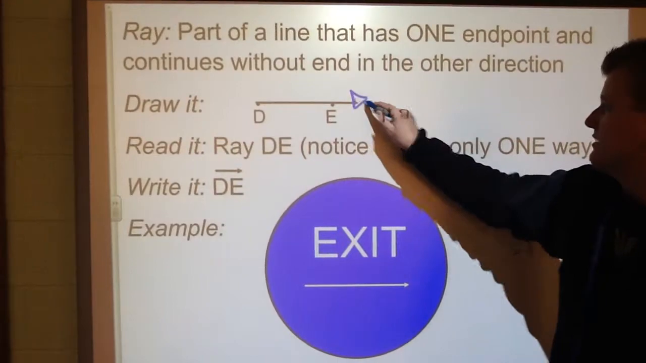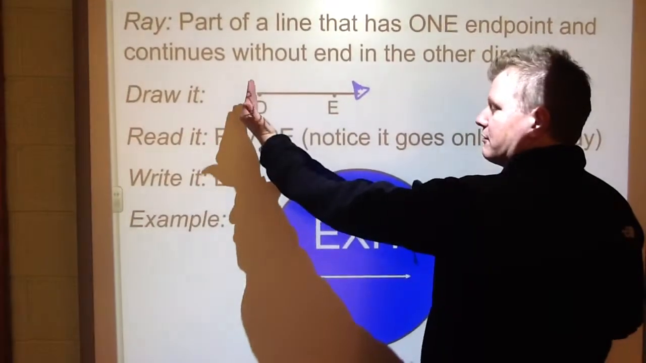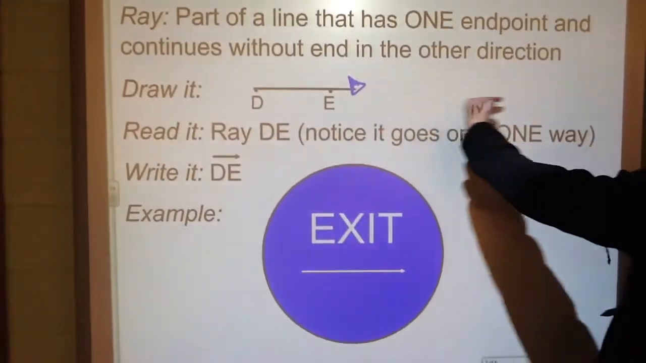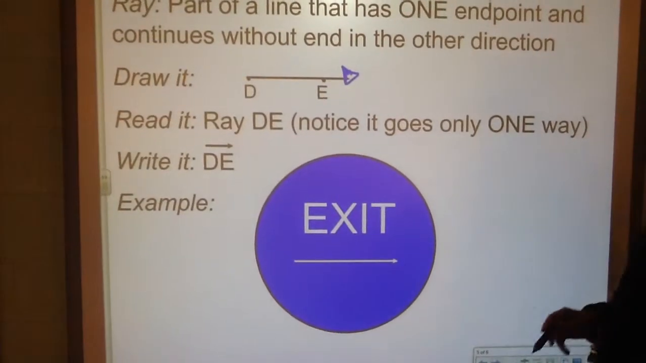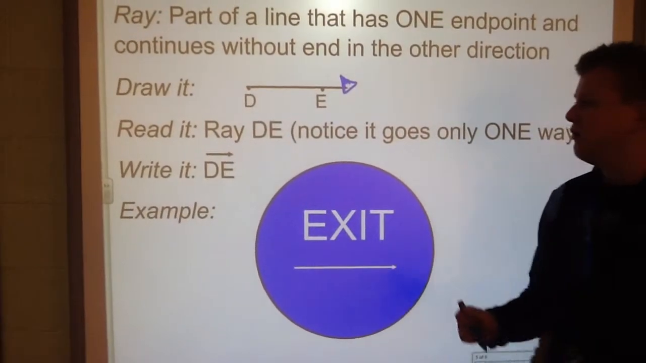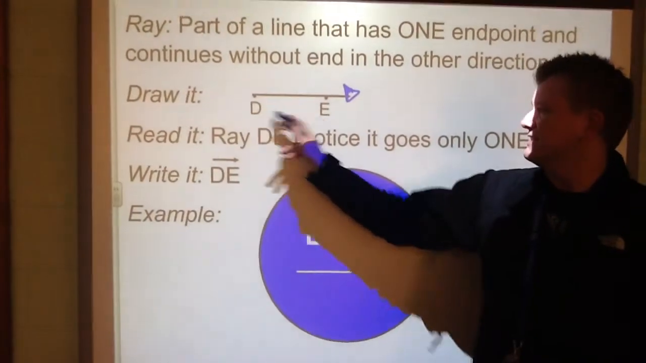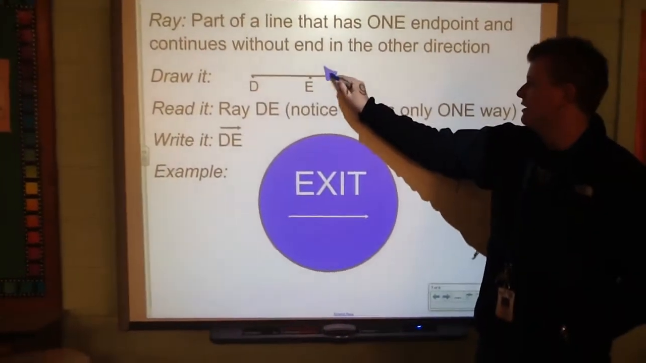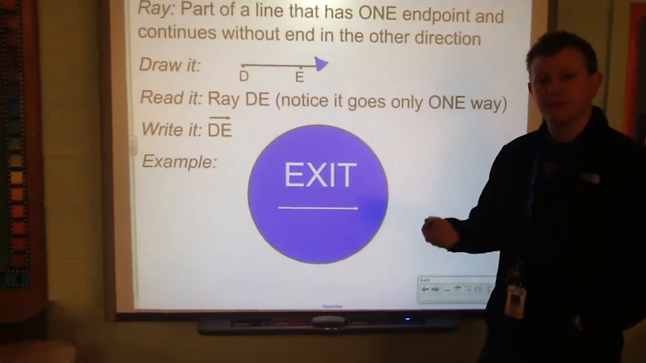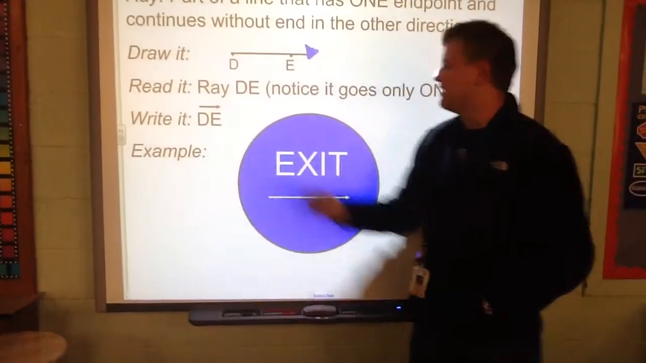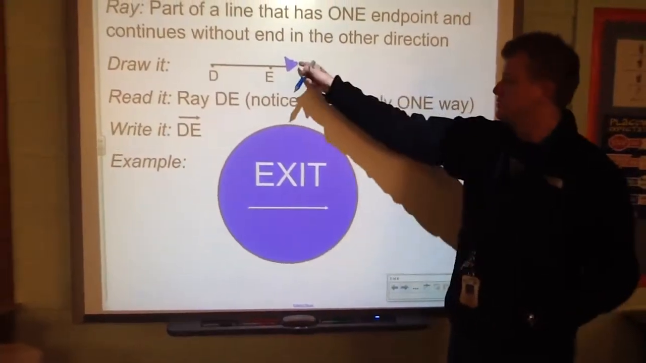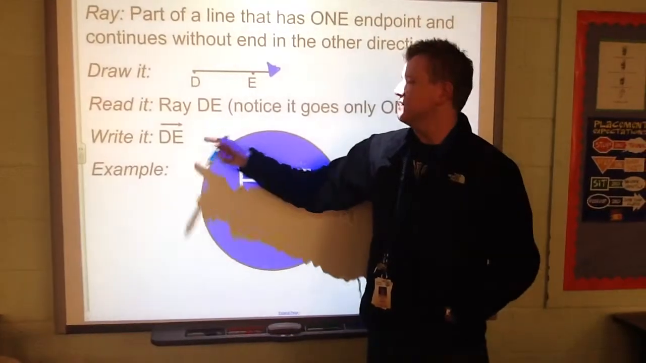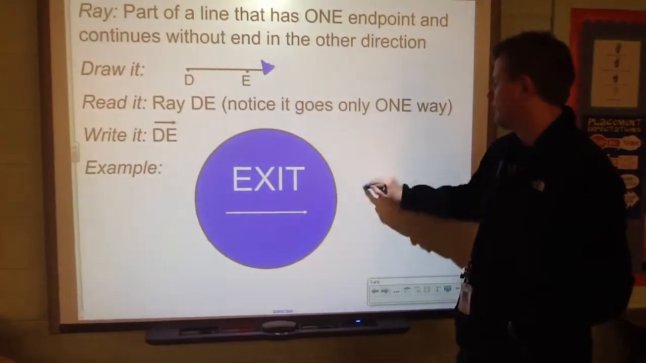There's an arrow here showing us that the line stops here, but continues on and on and on and on, going this way, okay? When you read that out loud, you read it as ray DE, okay? Because you notice it only goes one direction there, okay? Just like the band, right? Okay? When you write it, just like you see, the arrow, DE, and you write it in that direction with the arrow going that direction.